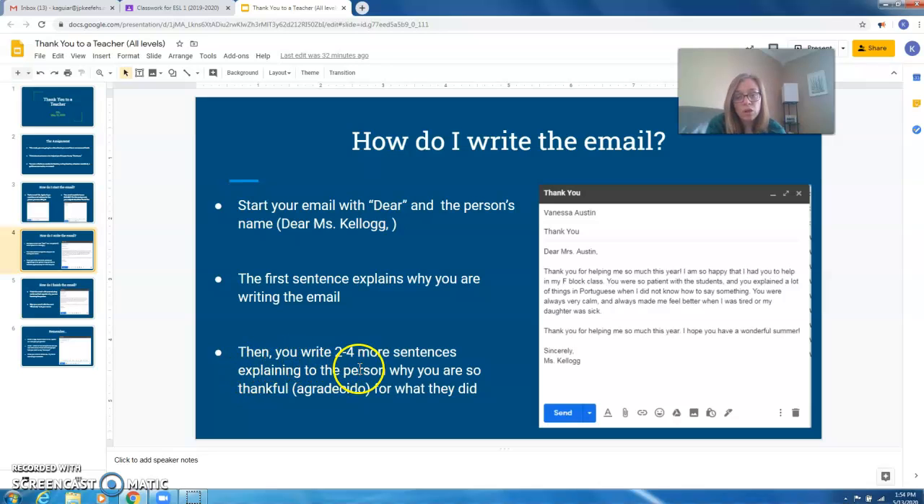Then you write 2 to 4 more sentences explaining to the person why you are so thankful for what they did. You were so patient with the students, and you explained a lot of things in Portuguese when I did not know how to say something. You were always very calm and always made me feel better when I was tired or my daughter was sick. Okay. So she wrote 2 to 4 more sentences explaining a little bit more why she was thankful.